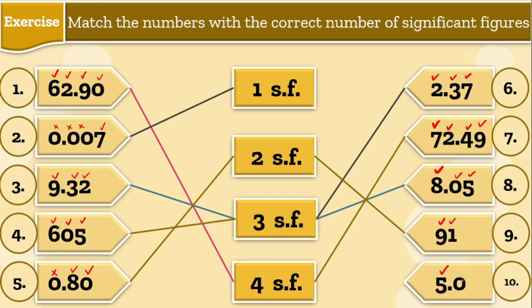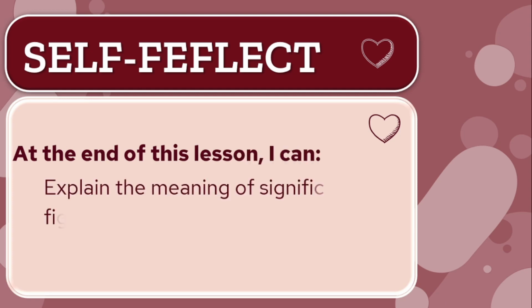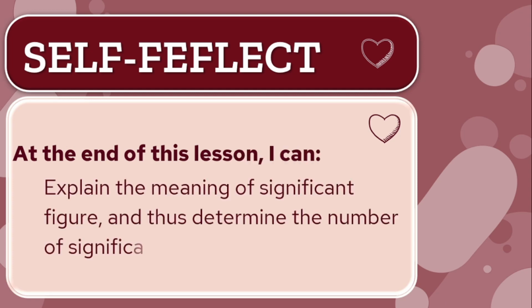1. This 0 is considered a significant figure as well because it is at the end of a decimal. So it is 2 significant figures. Have you got all of them correct? I hope you have mastered the lesson today. You are able to explain the meaning of significant figure and thus determine the number of significant figures.